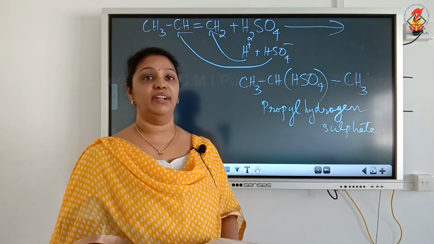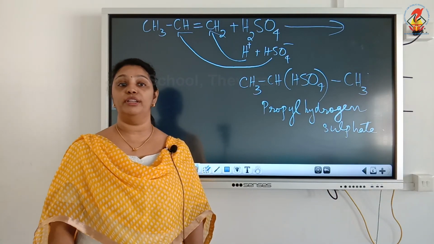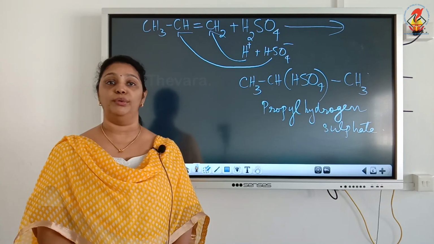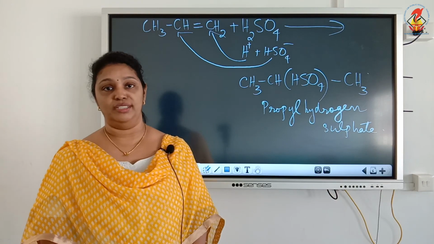So these are the different addition reactions given by alkenes, and very important is our Markovnikov's and Anti-Markovnikov's rule. So with this we complete the addition reactions of alkenes.